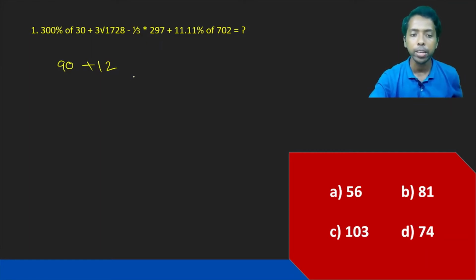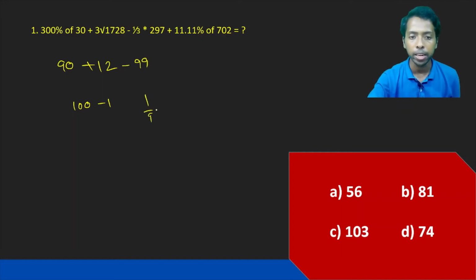So what if it were given as 300? If it were 300, then the answer would be 100. But this is not 300, it is 3 less, so 1/3 of it is 1 less. So this is 99. Plus 11.11%, what is that in fraction form?